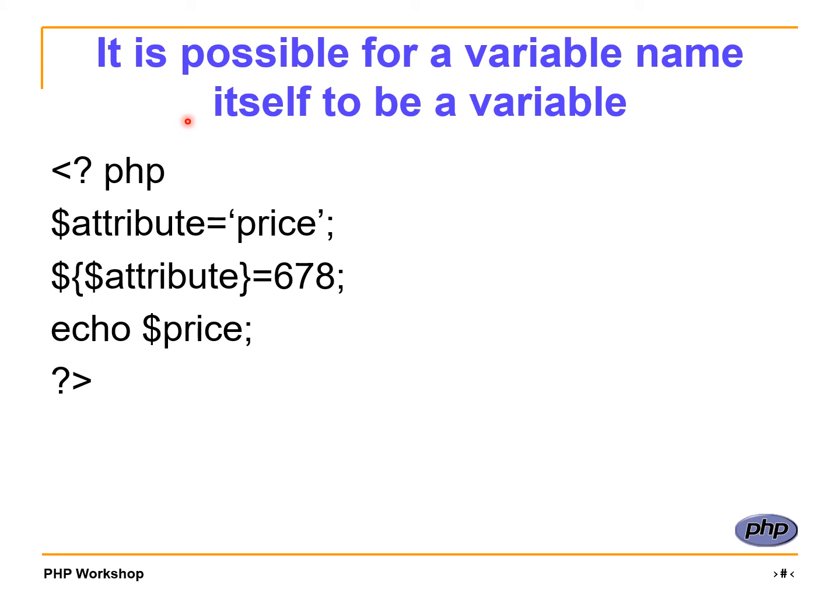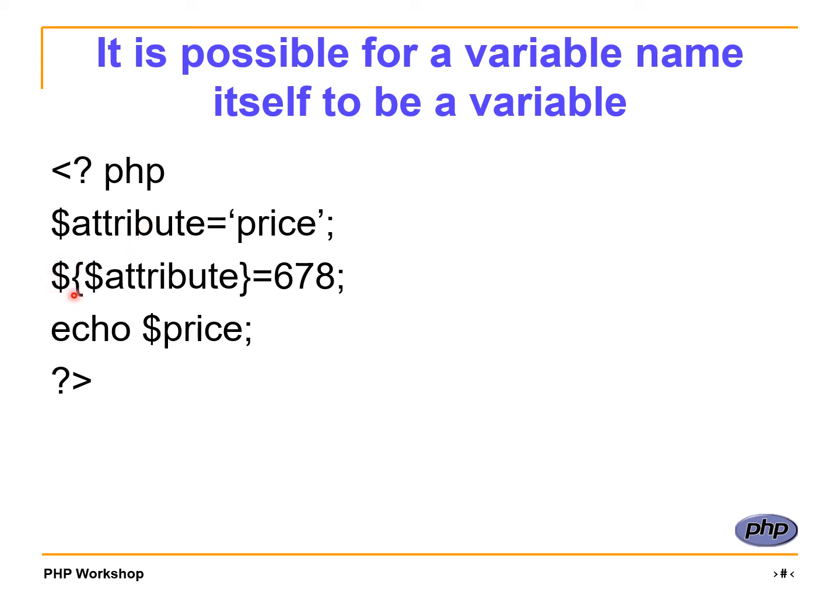Another property of variables in PHP is that it is possible for a variable name itself to be a variable. Here is an example. This is the PHP opening script tag. Then $attribute is equal to price. So price is a string value which is assigned to $attribute. So $attribute is a variable which contains the data price.